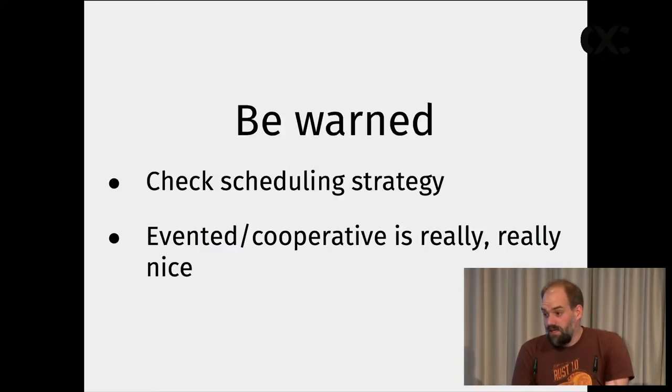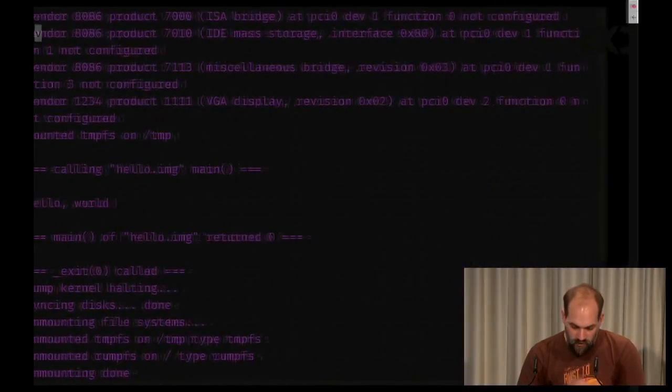And also, as I said, if you want to work on this, you should check what the scheduling strategy is that the kernel is currently using. So if you heavily rely on threads, and you're running on a rump kernel that does cooperative scheduling and does not interact with the hypervisor for other scheduling, you're in a world of pain. Anything that is evented and cooperative in scheduling is really, really nice here, because they have less dependence on these kinds of things.